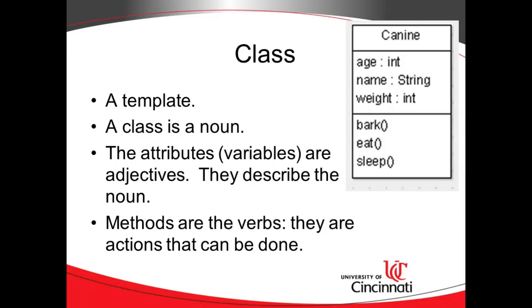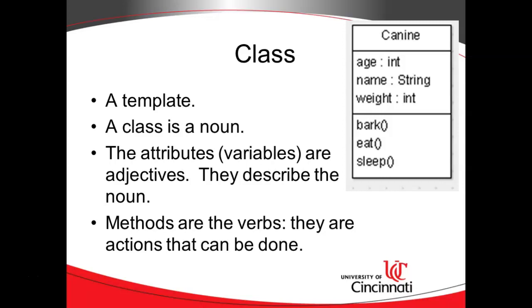So, a class is essentially a template. It's something that we make things out of. A class we tend to think of as a noun, like in this case, I have a canine. Now we have attributes that are variables, and these attributes describe the noun. So, a canine is going to have an age, a weight, and probably a name.